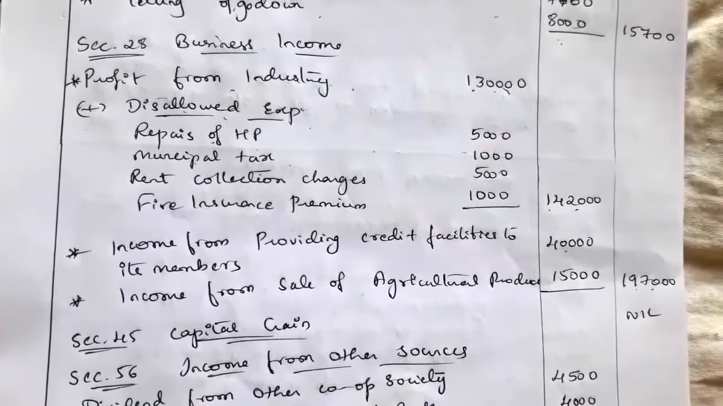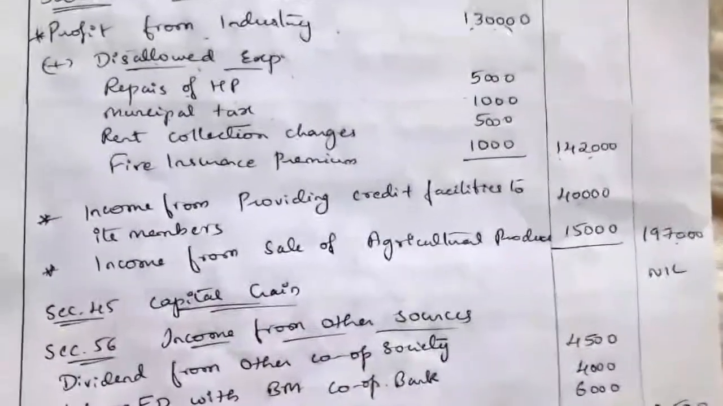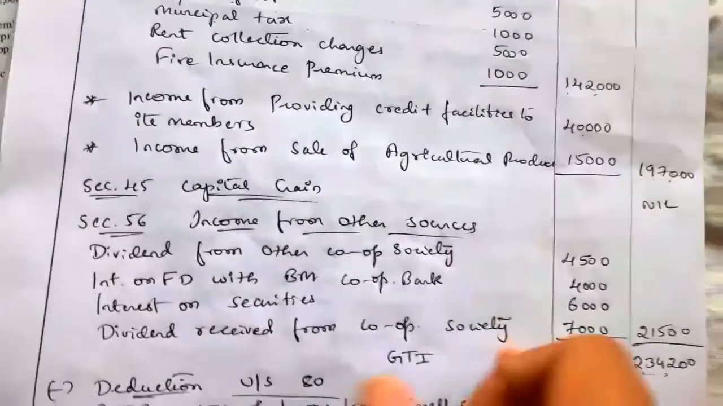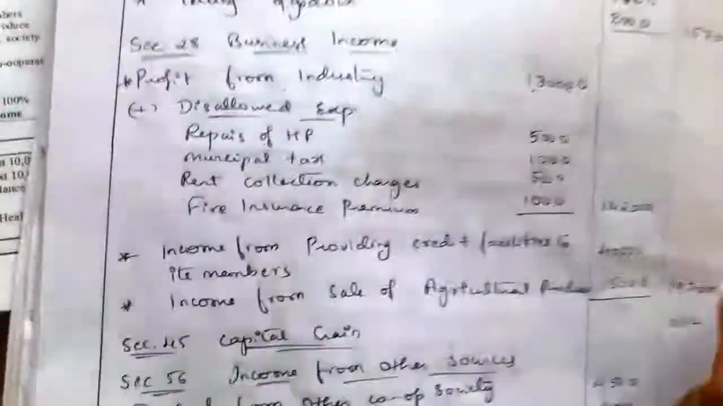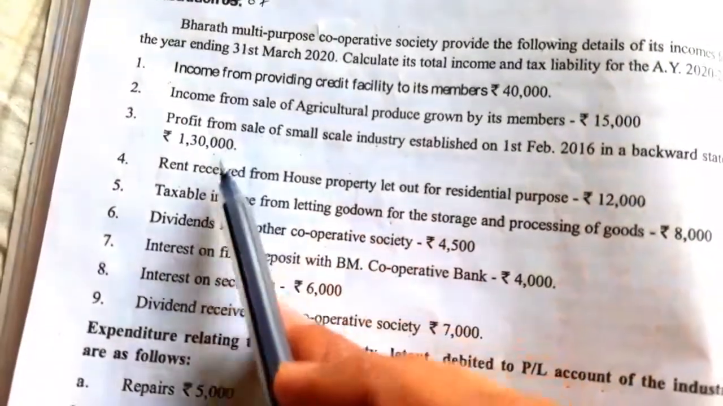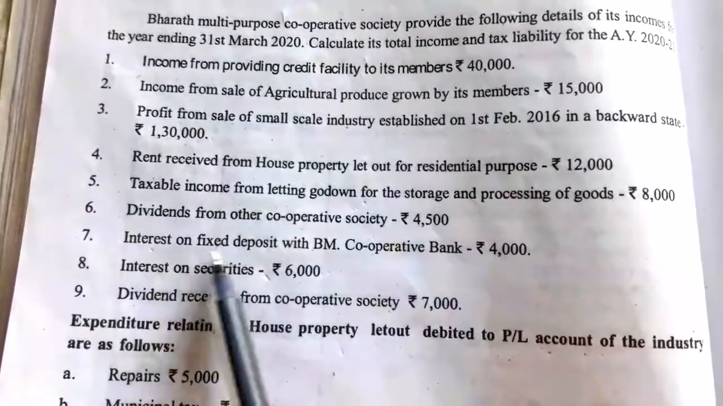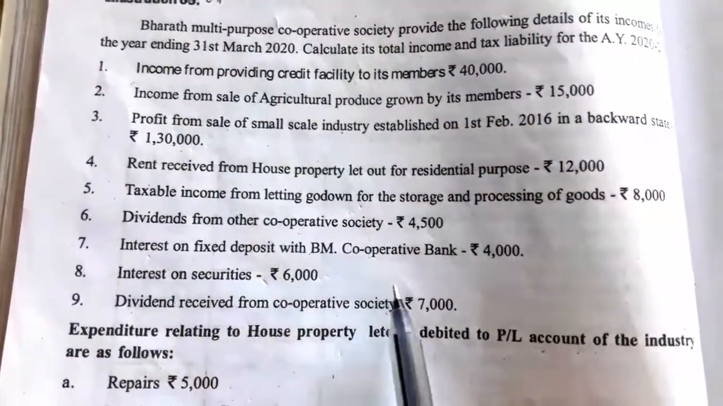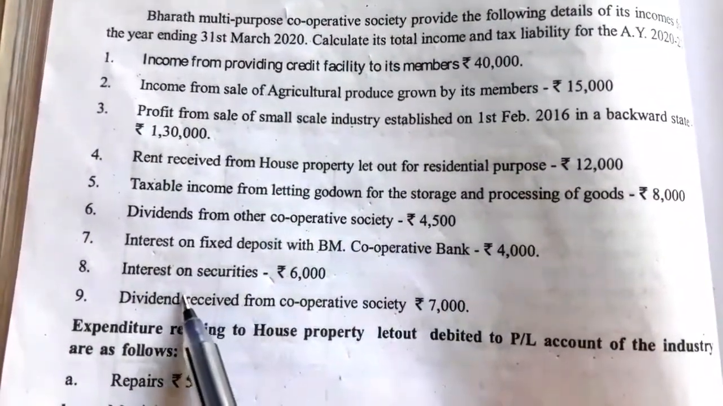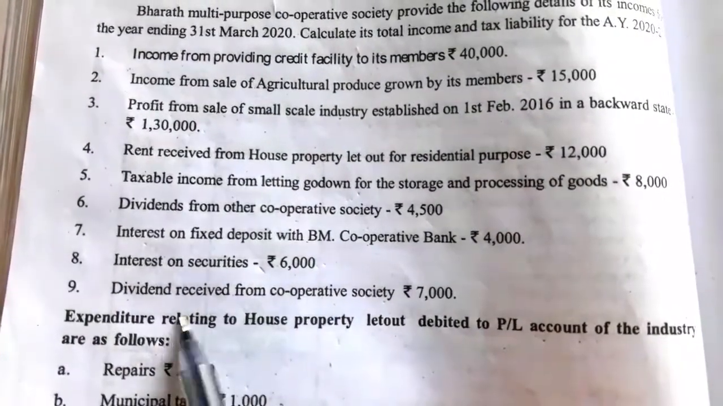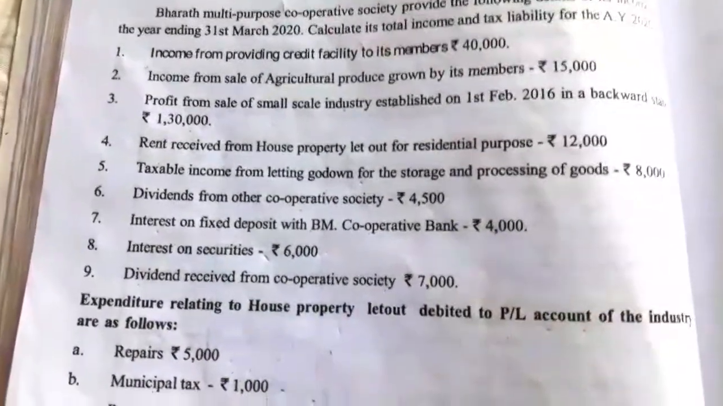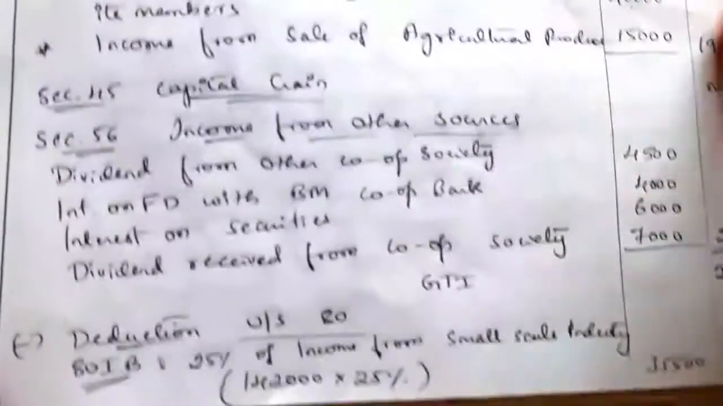There is no information relating to capital gain, so nil. Next head is section 56, that is income from other sources. Under income from other sources we have dividend from other cooperative society 4,500, interest on FD with the BM Cooperative Bank 4,000, interest on security 6,000, dividend received from cooperative society 7,000. So we have to take them one by one.